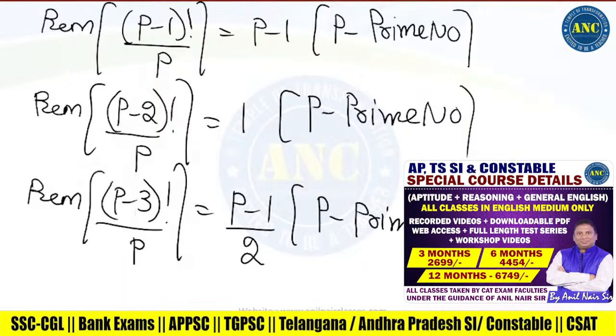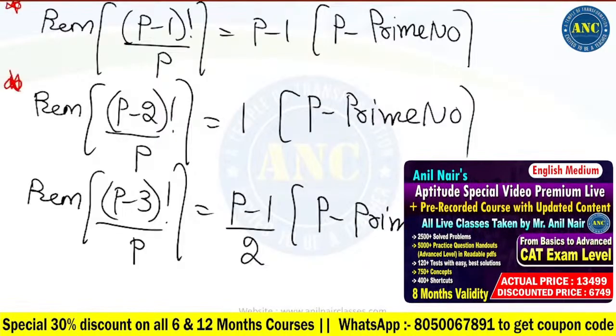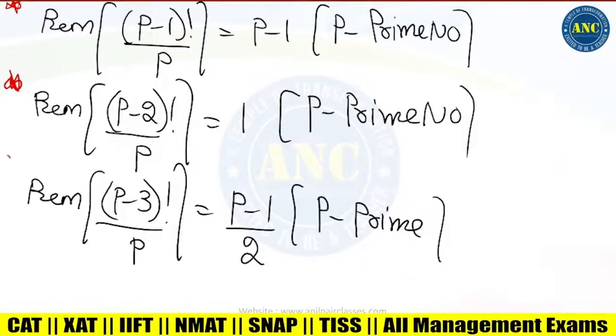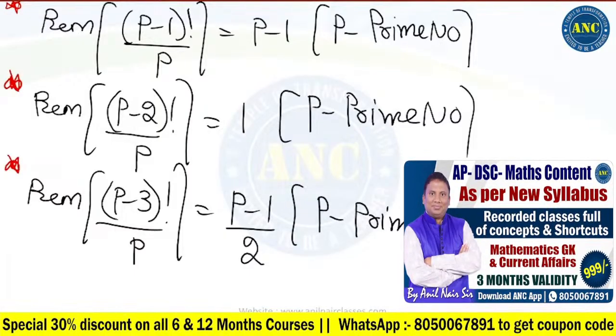(P minus 1) factorial divided by P is P minus 1. (P minus 2) factorial divided by P is 1. (P minus 3) factorial divided by P is (P minus 1) by 2. Directly you will get the answer.